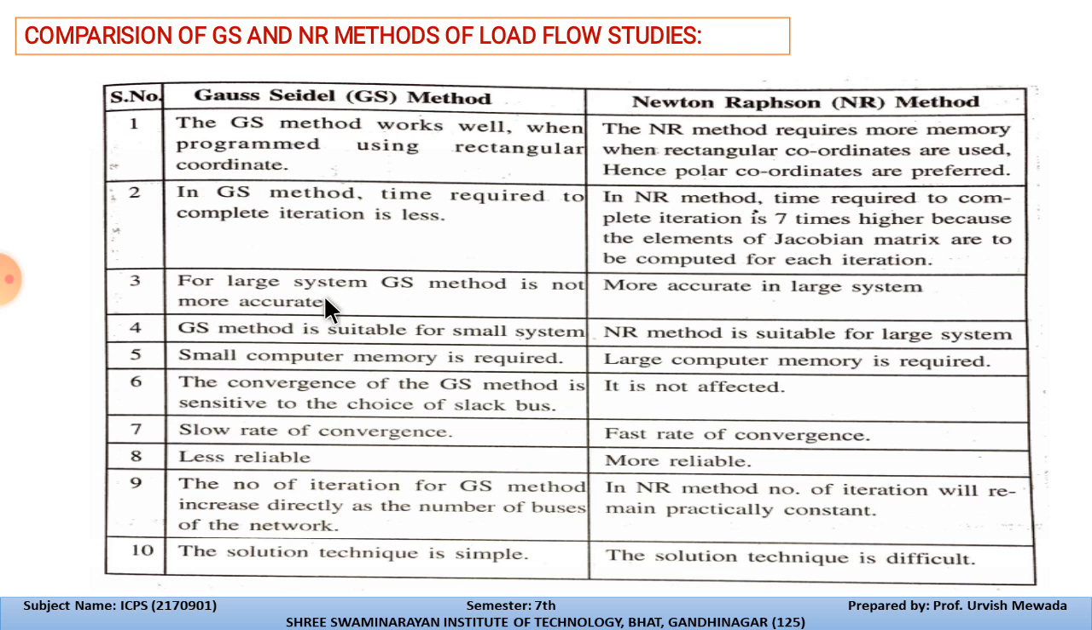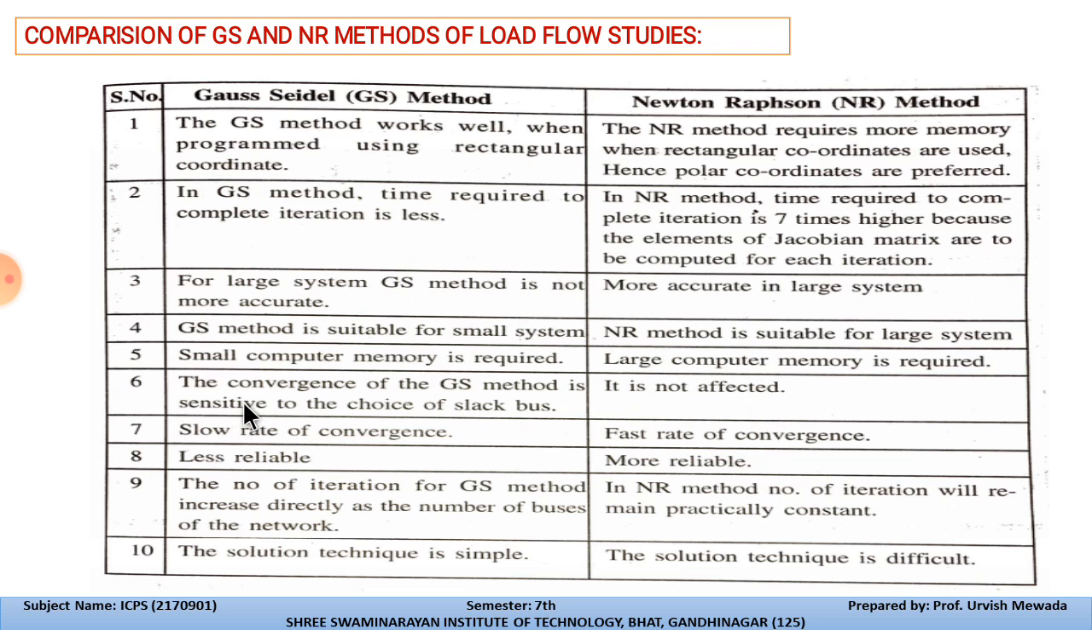For a large system, the GS method is not accurate, and the NR method is more accurate. A large system means having a large number of buses. The GS method is suitable for small systems, whereas the NR method is suitable for large systems. Small computer memory is required in the GS method, and in the NR method large computer memory is required.